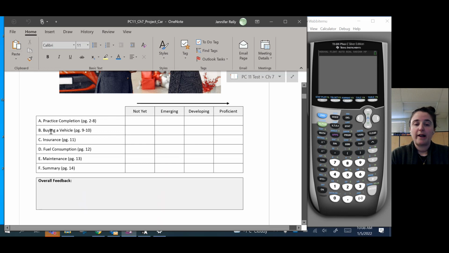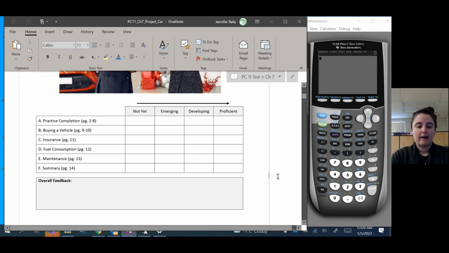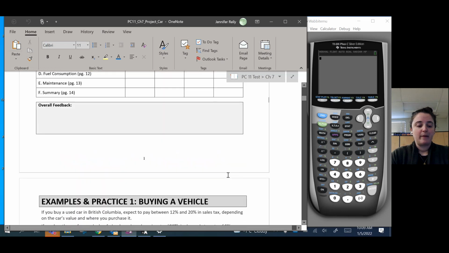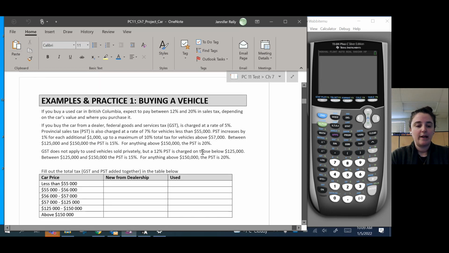So we're going to be looking at buying the actual vehicle, taking out a car loan, and then insurance, fuel consumption, maintenance for your car, and then a summary of all the costs at the end. So I'll be looking at all these pages and then giving you some feedback here on the front page when you hand that in. So like I said, there's some practice examples, and we'll go through these in a minute.